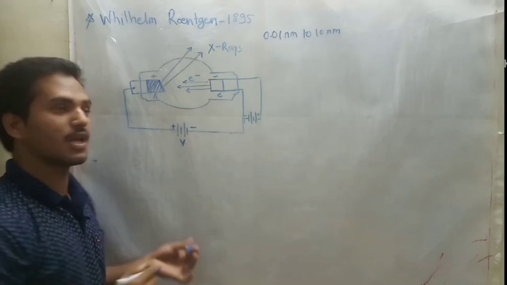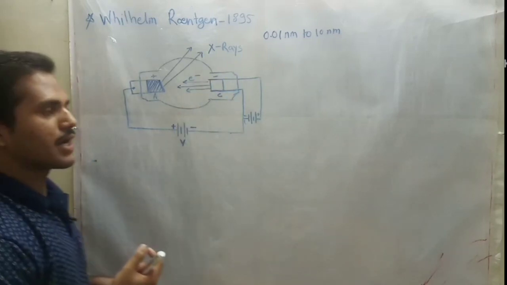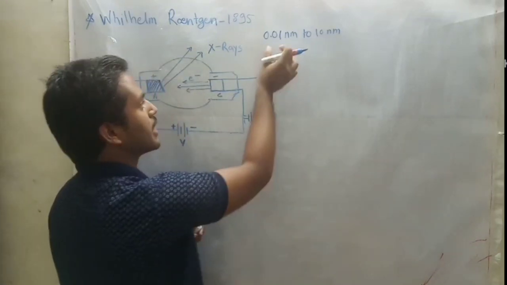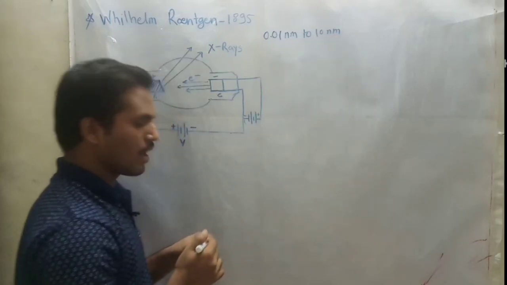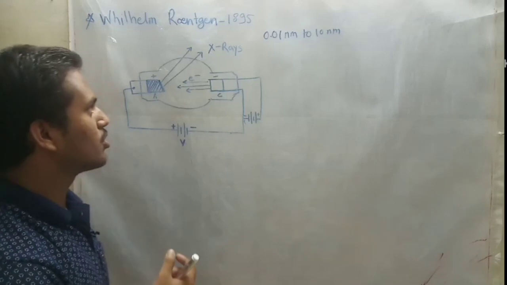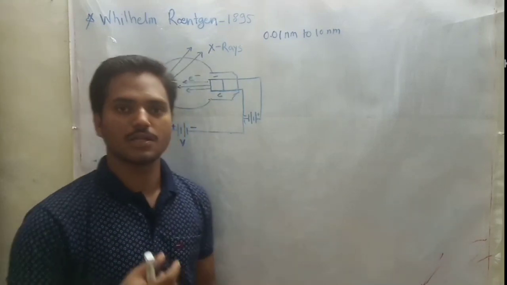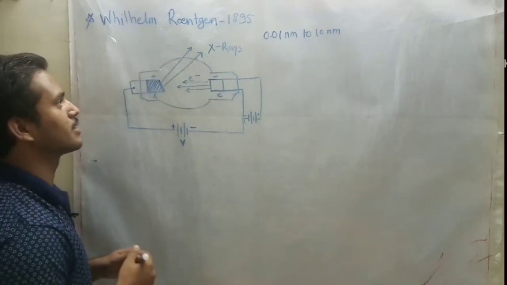I am Somesh Simran. Now we are discussing X-rays. X-rays are electromagnetic radiation of wavelength ranging from 0.01 nanometer to 10 nanometer. X-rays are invisible to human eyes. Also, their energy is 1000 times greater than the energy of a photon of visible light.